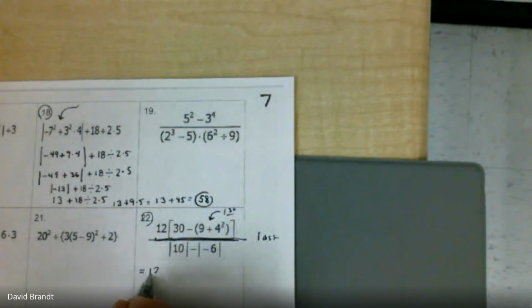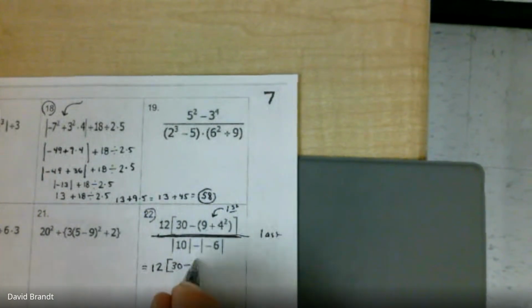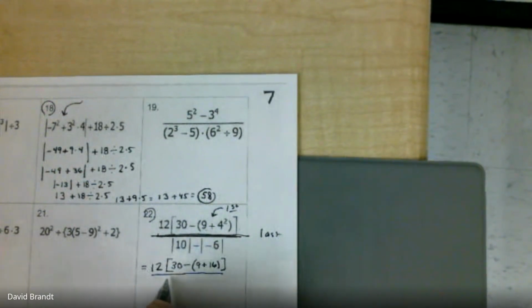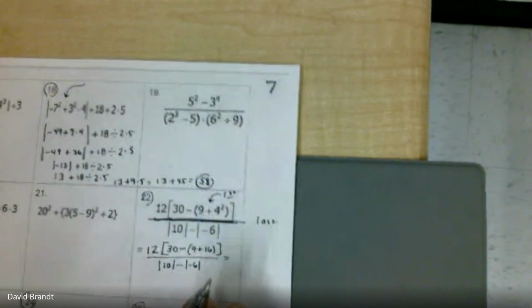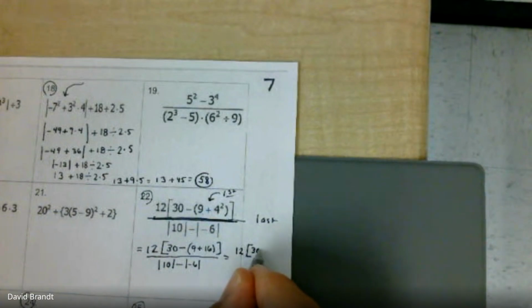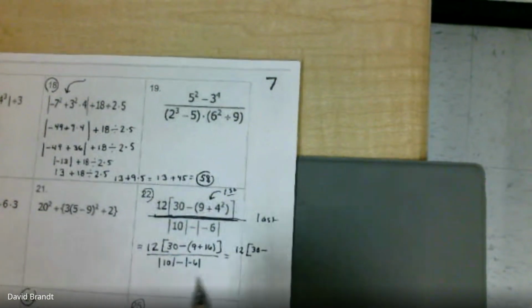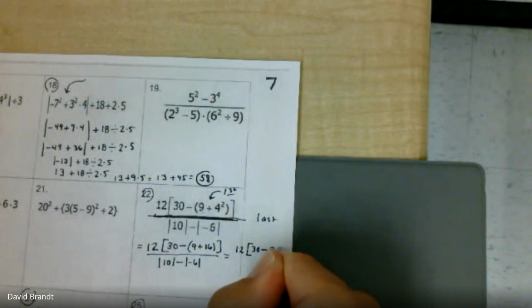So that's a 12 bracket 30 minus. Now we need to do what's inside. That's going to be 9 plus 4 squared is 16, all over the absolute value of 10 minus the absolute value of -6. All right, let's see, that's going to be 12 bracket 30 minus. Now I'm ready to do what's in the parentheses. 9 plus 16 is 25. When you're finished doing those parentheses, you don't need the parentheses anymore.